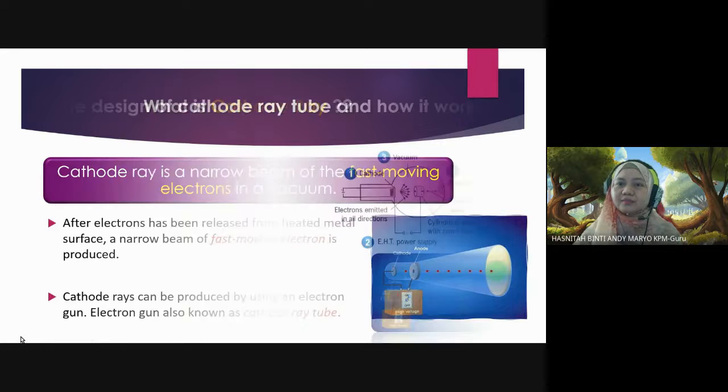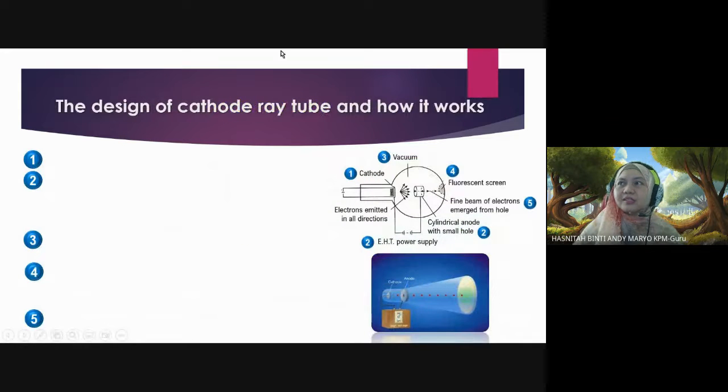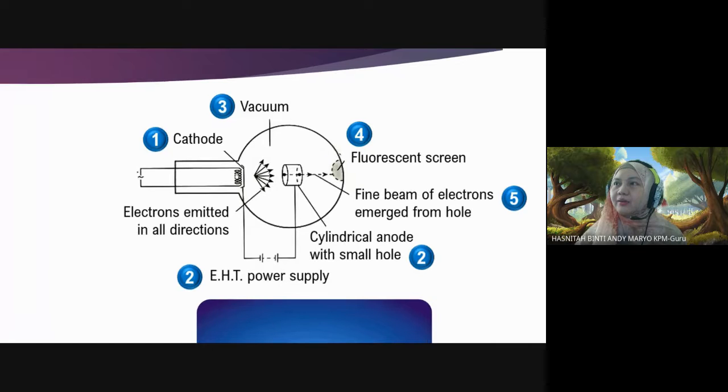Okay, next students. This is the basic structure of a typical cathode ray tube and how it works. The parts are numbered 1, 2, 3, 4, and 5. You can see the cathode is there at the back. This is where the electron will be emitted from when we switch on the EHT power supply. Extra high tension power supply means a very high voltage power supply. It supplies 3 to 4 kilovolt.